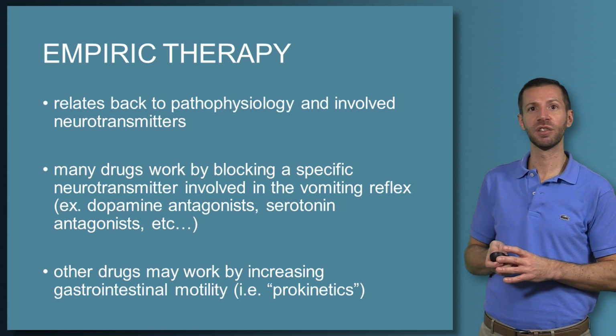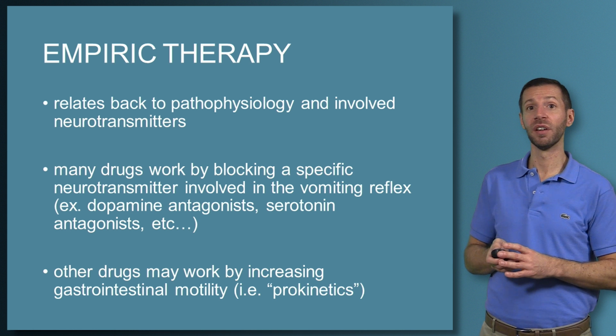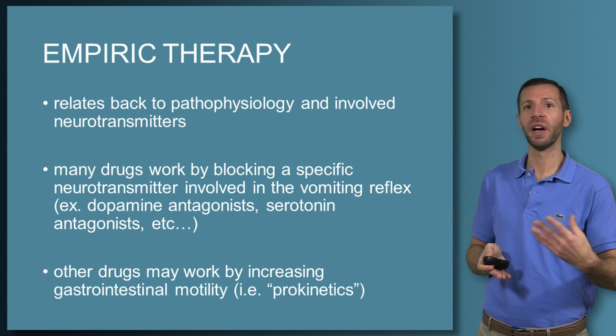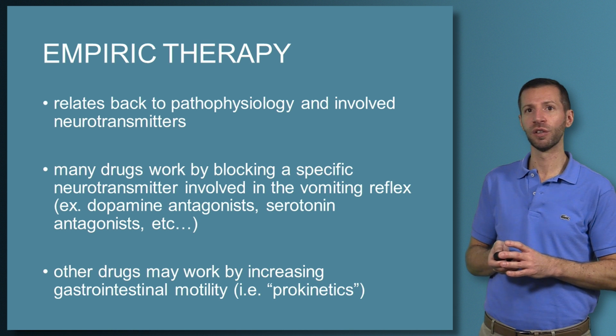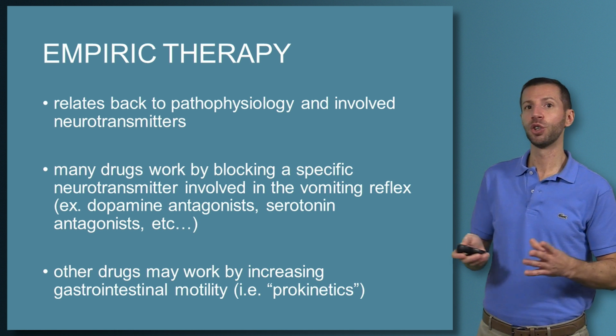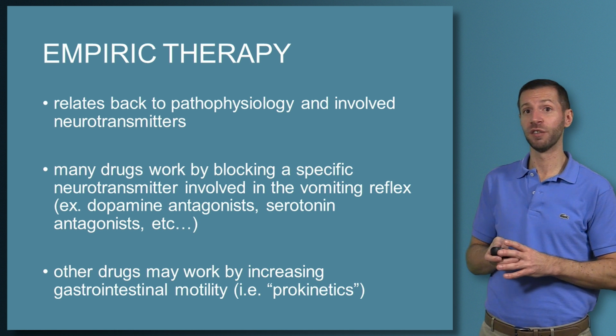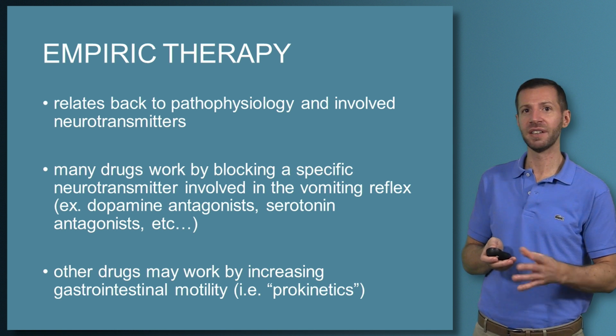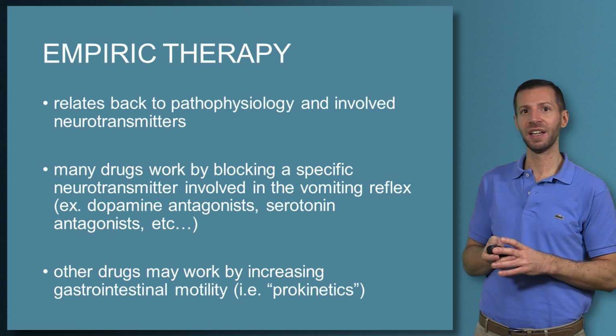And that goes back to looking at the pathophysiology of vomiting and the involved neurotransmitters, and that's why I focused early on those aspects of nausea and vomiting, because that will help us understand the pharmacotherapy. So many drugs that are used to treat nausea and vomiting work by blocking a specific neurotransmitter involved in the vomiting reflex, particularly dopamine antagonists and serotonin antagonists.